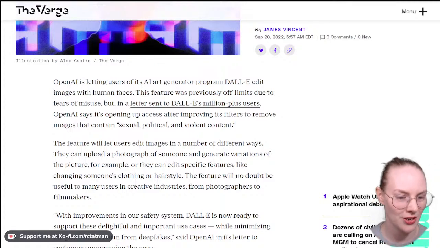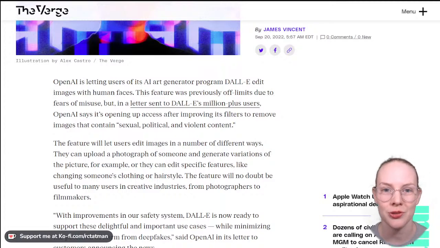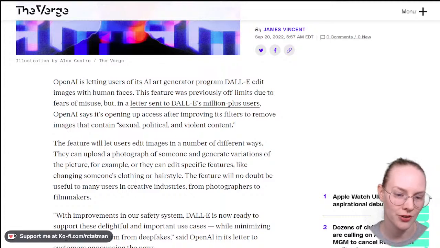They can edit specific features like changing someone's clothes or hairstyle. Love to use actual humans as Barbie dolls. The feature will no doubt be useful for many users in creative industries, from photographers to filmmakers.